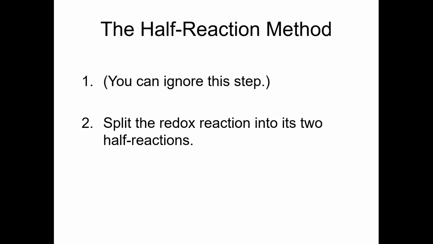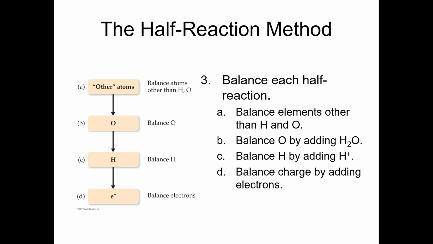But then you're going to split the redox reaction into its 2 half reactions, and I'll show you in a moment how that's done. Once you've split it into its half reactions, you're going to balance each half reaction first by balancing anything in the reaction that is not a hydrogen or an oxygen. Then balancing the oxygens by adding water molecules to whichever side has fewer oxygens.